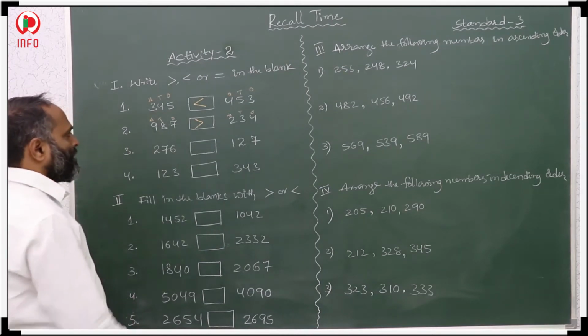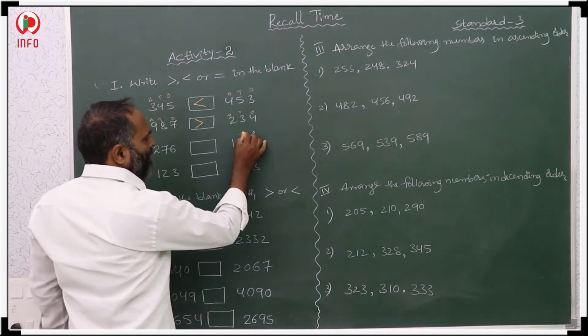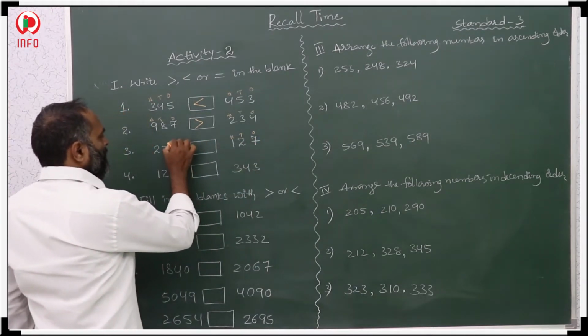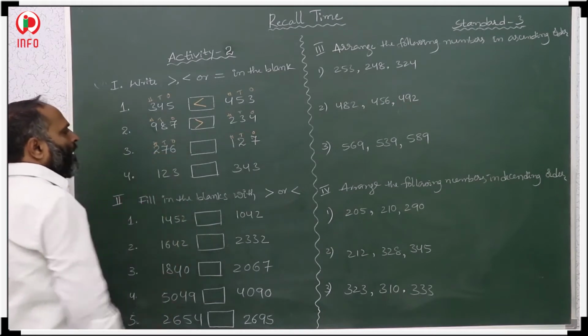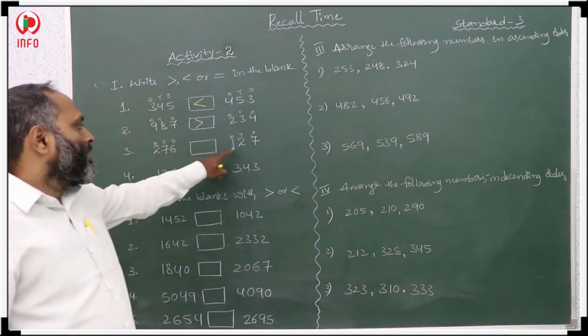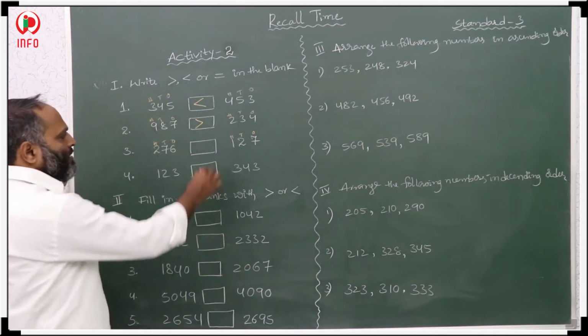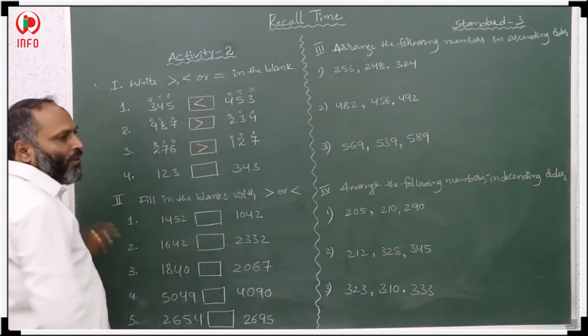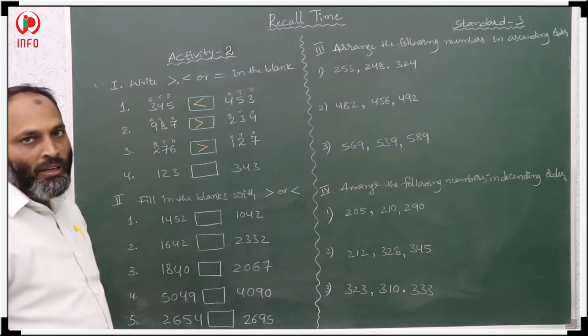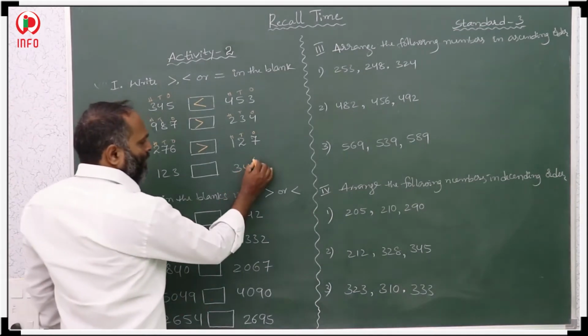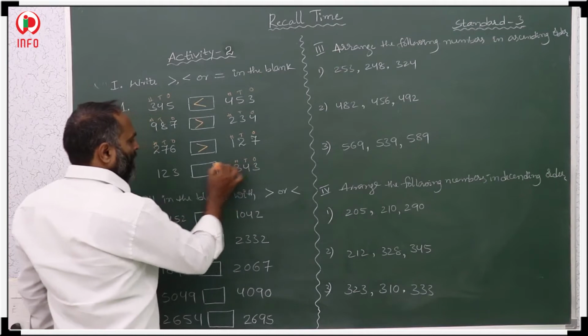And the next: ones, tens, hundreds. In hundreds place 2 is there, in hundreds place 1 is there. 2 is greater than this. It means 276 is greater than 127.